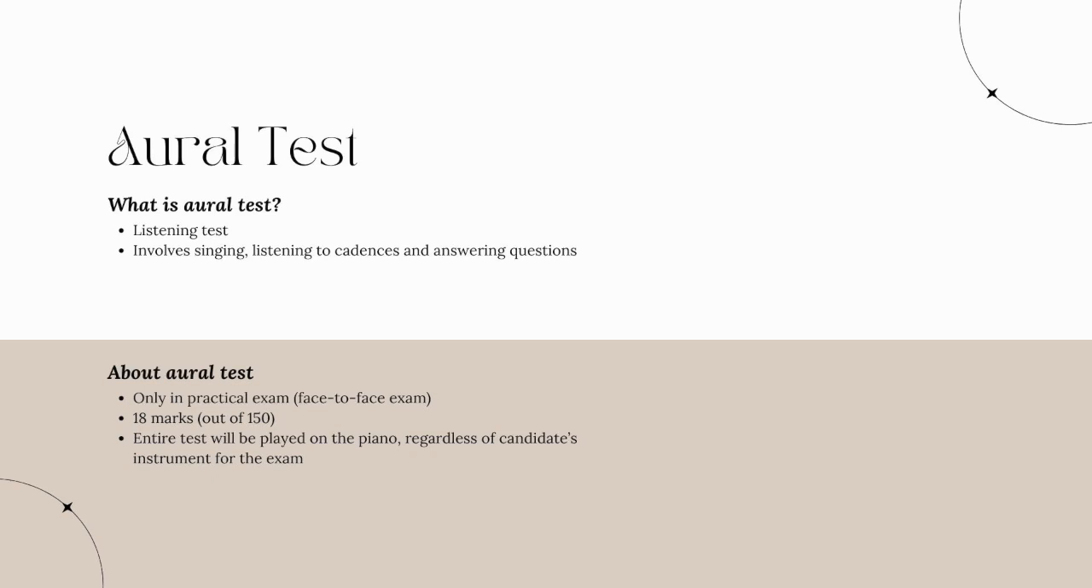Firstly, what's the Aural Test? It is a listening test that involves singing, listening to cadences, and answering questions. The aural test is only in the practical exam, which is a face-to-face exam. It is 18 marks out of 150. The entire test will be played on the piano regardless of the candidate's instrument for the exam.